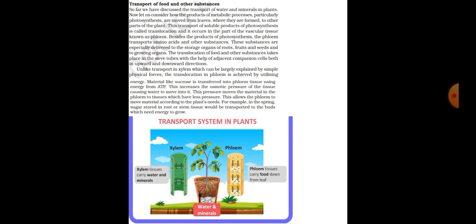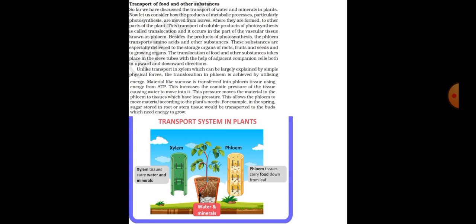Unlike transport in xylem, which can be largely explained by simple physical forces, the translocation in phloem is achieved by utilizing energy. Materials like sucrose are transferred into phloem tissue using energy from ATP. This increases the osmotic pressure of the tissue, causing water to move into it. This pressure moves the material in the phloem to tissues which have less pressure. This allows the phloem to move material according to the plant's needs.